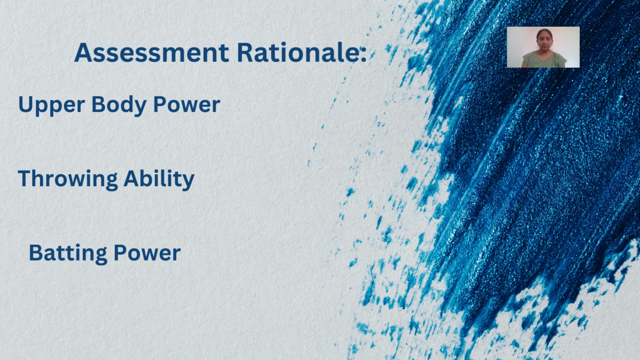Assessment rationale. First is upper body power. The overhead medicine ball throw assesses the explosive power of the upper body, which is crucial for powerful batting shots, throwing, and fielding. Second is throwing ability. This test mimics the throwing action involved in cricket, providing insights into a player's ability to generate force for accurate and forceful throws. Third is batting power. The coordinated and explosive movements involved in the throw are transferable to the power generation during batting, especially for lofted shots.